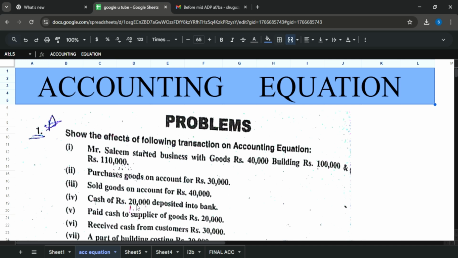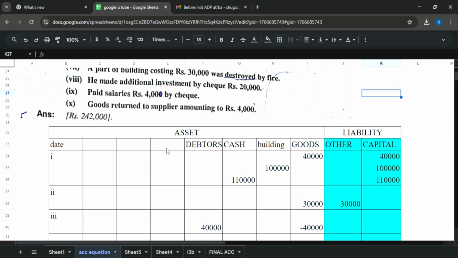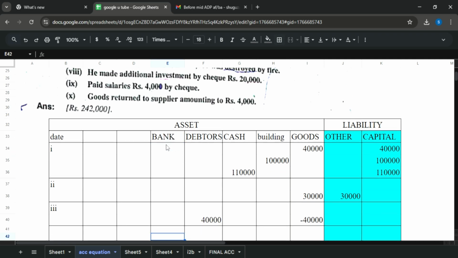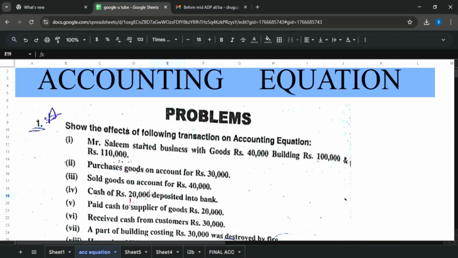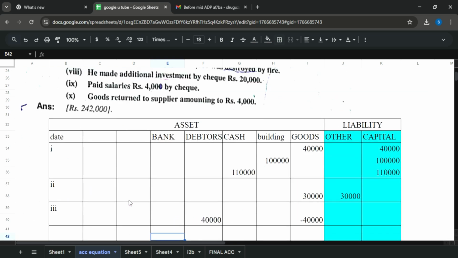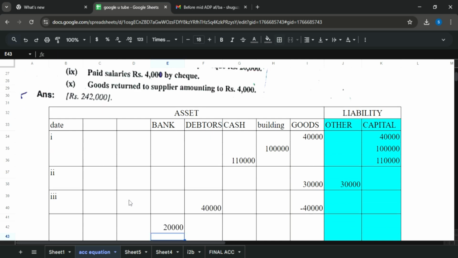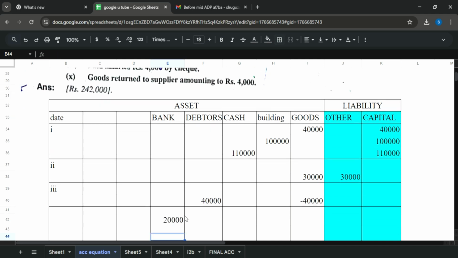Cash of rupees 20,000 deposited in bank. That means you have taken your cash out of your pocket and deposited that cash into bank. So it's a favorable thing. Your bank account is your asset. A new asset column would be introduced and you will see how much cash has been deposited, 20,000. So there will be an increase in your bank account. So cash has been deposited into the bank.